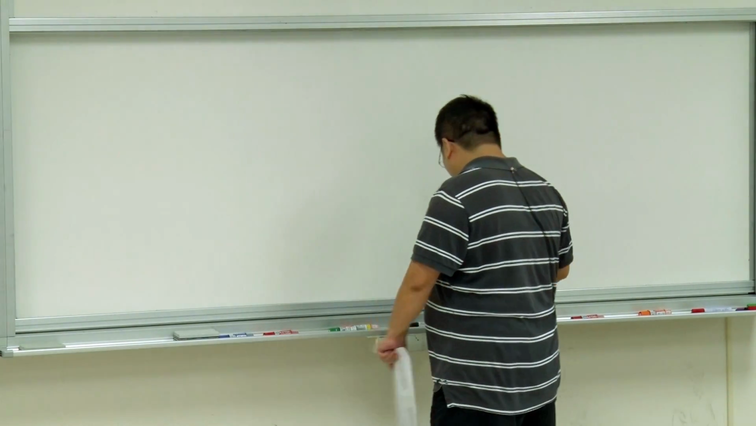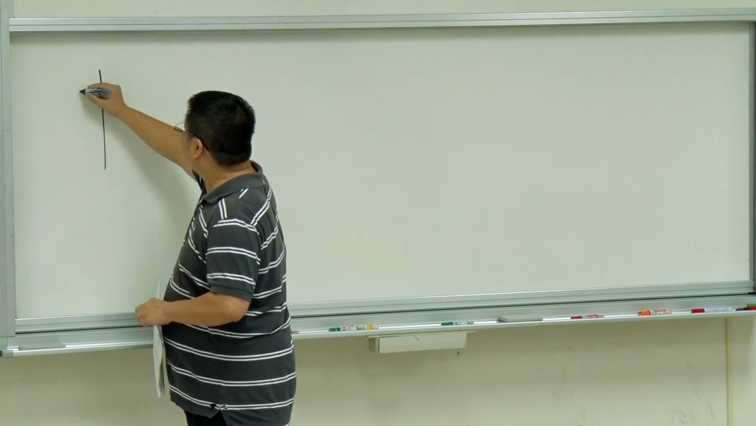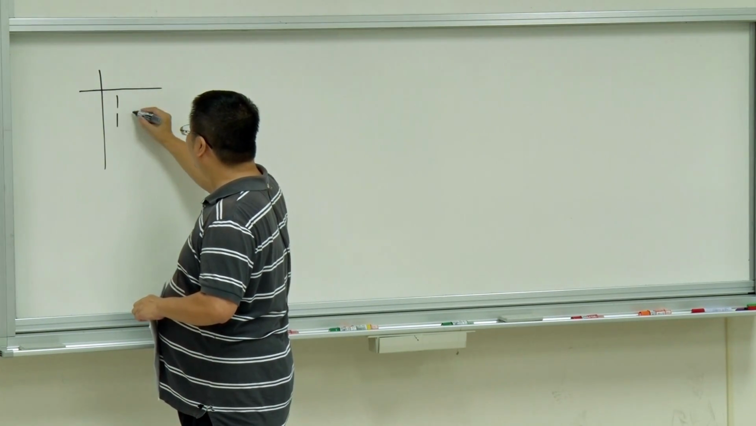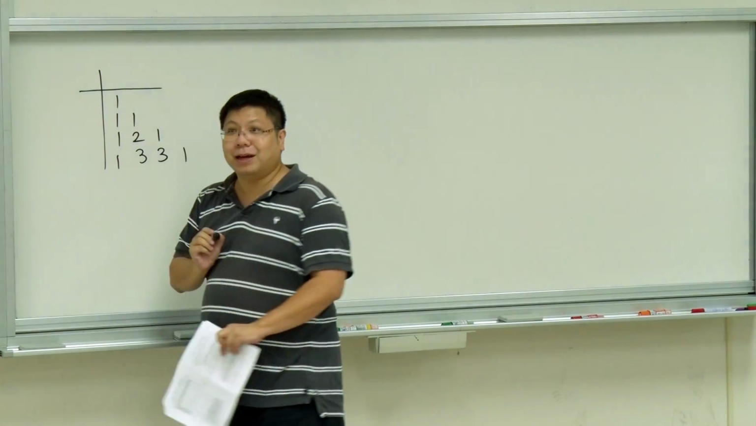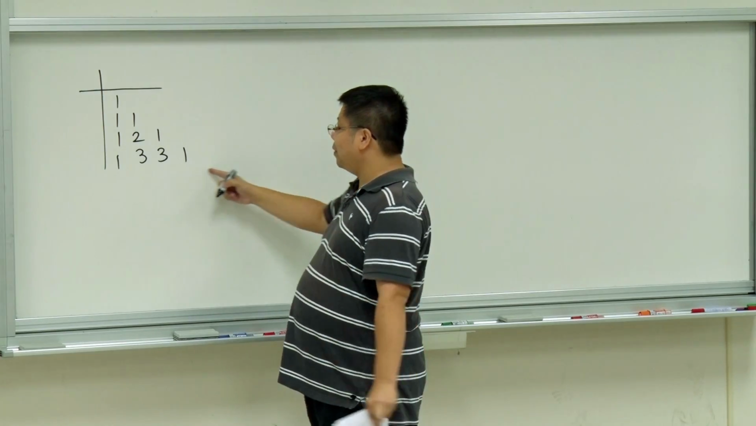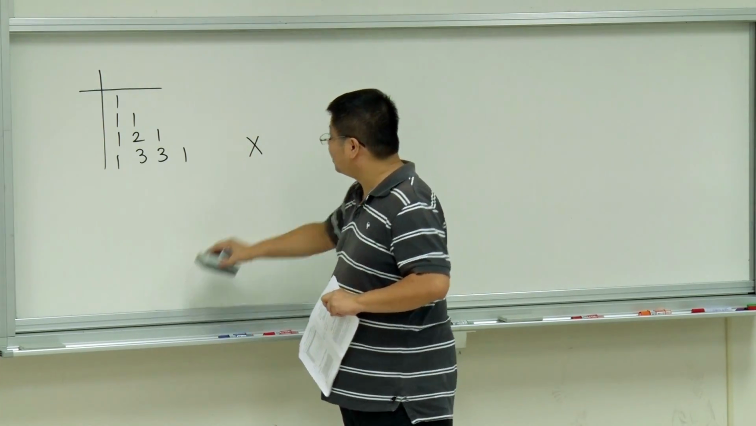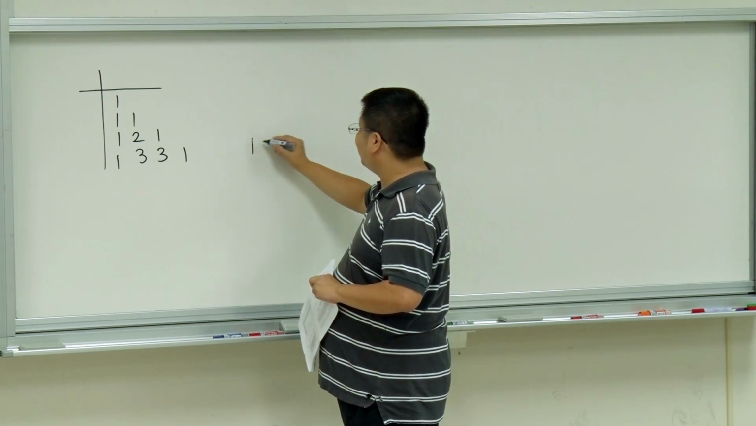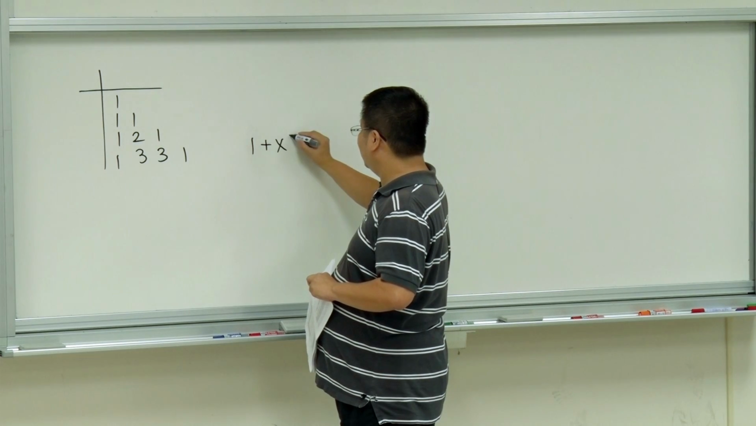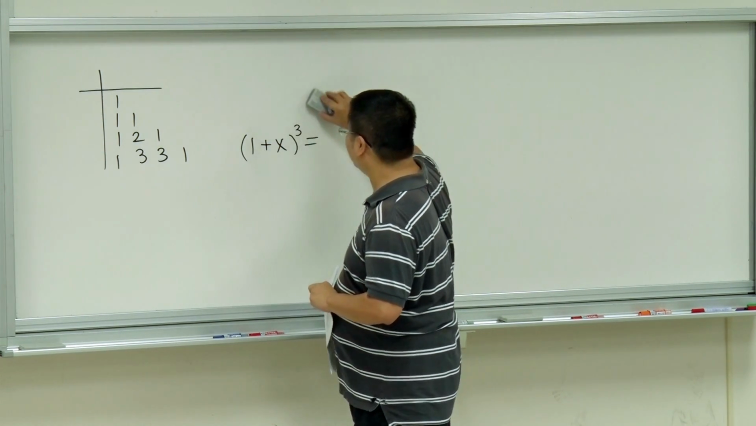Okay, let's take a look at the binomial theorem. Binomial theorem is something similar. You have something like 1, 1, 1, 1, 2, 1, 1, 3, 3, 1. Is that okay? So 1, 3, 3, 1, you can write down x what? 1, 3, 3, 1 is like you have (1 plus x) cubed, or (x plus 1) cubed.